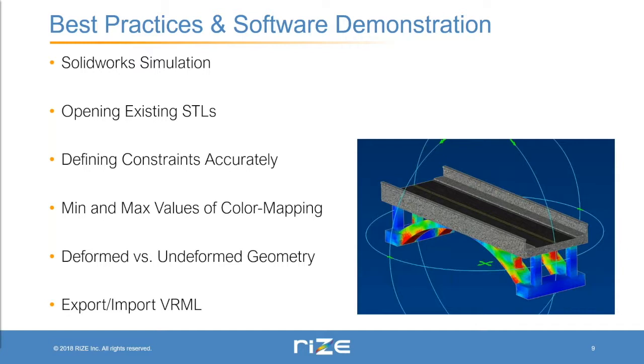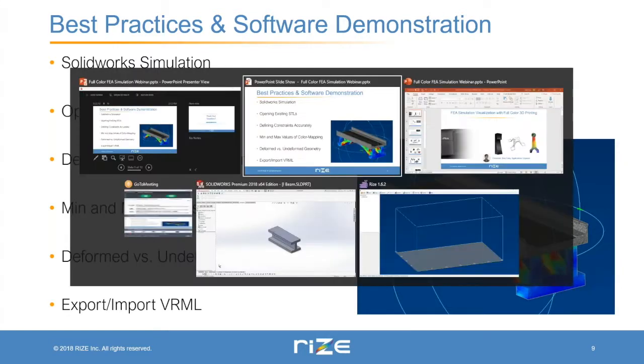And then we'll also look a little bit at what effect using the deformed and undeformed geometry can have on, once again, the visual effect of the part. And then finally, I'll talk quickly about how to actually get this part ready for 3D printing using exporting and importing VRMLs.